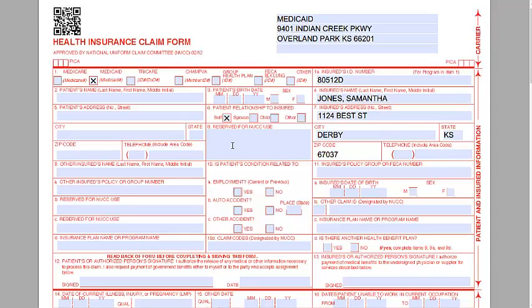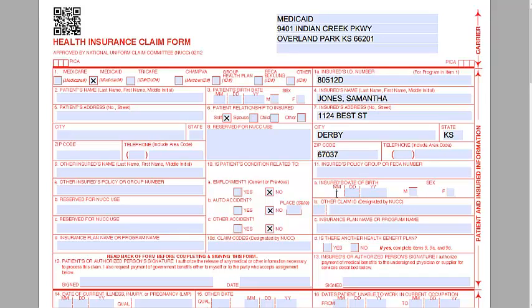Item number 8 is left blank. Item number 9 is used when a patient has secondary insurance. Item number 10 needs to be filled out. And the patient's condition is not related to their employment, to an auto accident or other accident. Medicaid insurance does not have a policy group or an FECA number, so we're going to leave that blank.